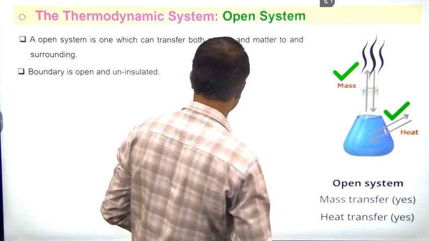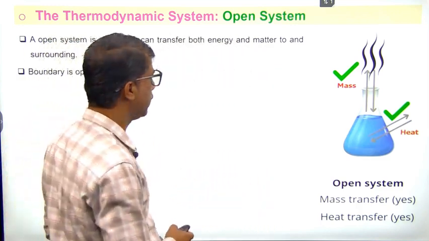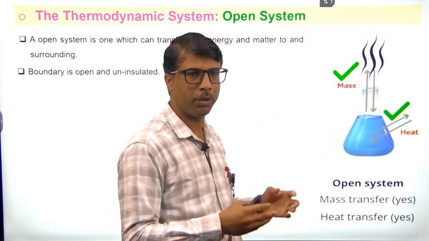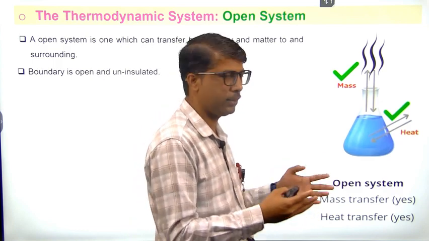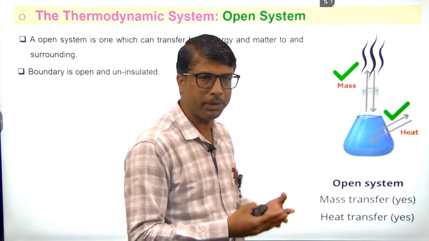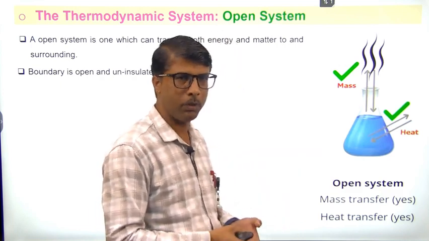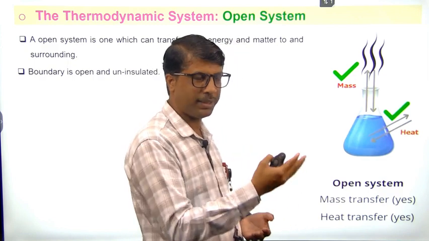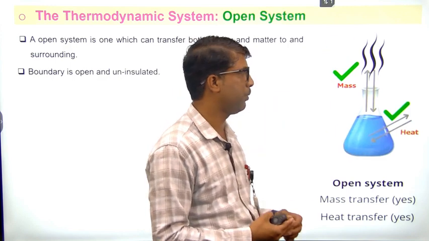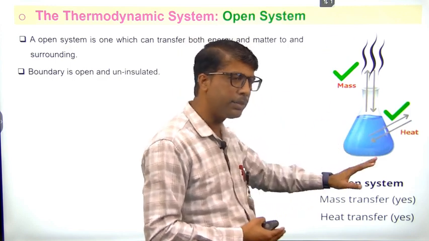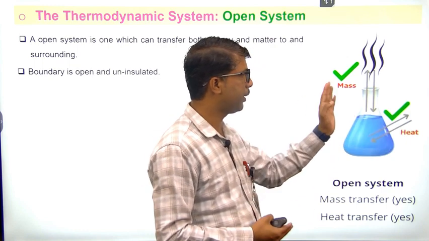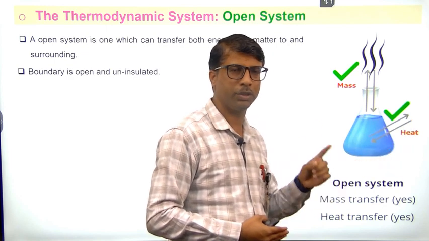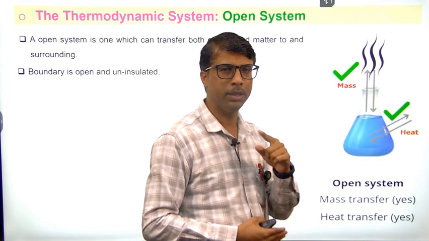For this case, we observe the nature of the boundary. This is the boundary, and the boundary is open and unsealed. We cannot seal the boundary of the conical flask. So the nature of the boundary is open and uninsulated. Because of that, we are able to transfer the matter, that means water vapor, to the surrounding, and as it is uninsulated, energy as heat can be transferred from the water to the surrounding through the glass. Because of this nature, this is known as an open system.